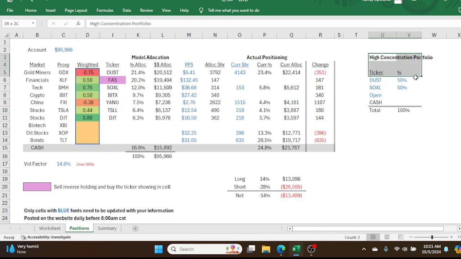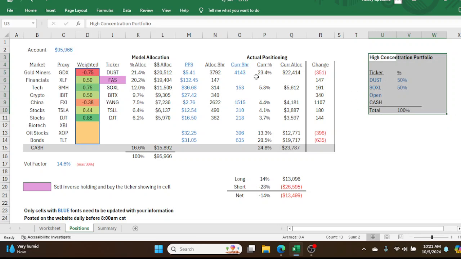So over here, I actually did this for my brother. He wants some more concentration. He has a smaller account, so this is for people with smaller accounts. If you have like a $5,000 account or even $10,000, and you're just wanting to really lever this thing up and get some action out of it, I get it. I used to be there.